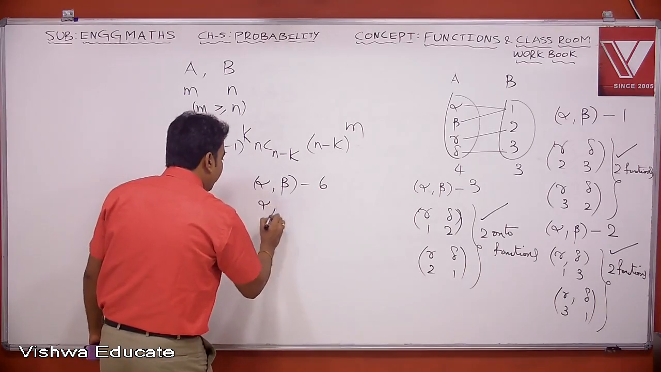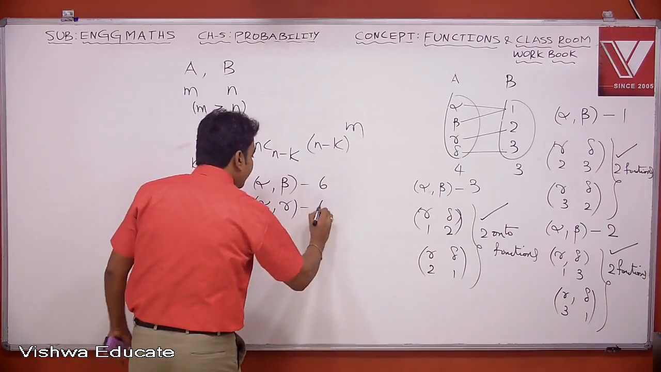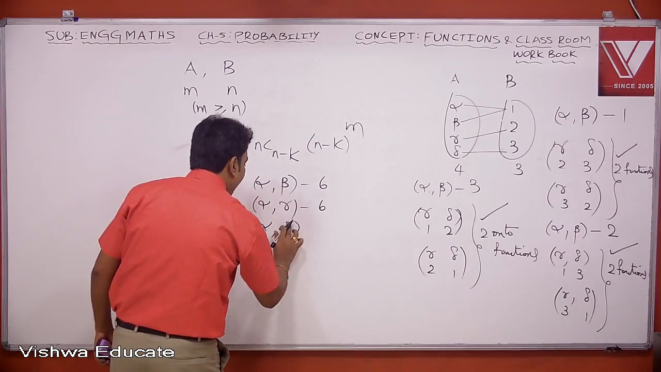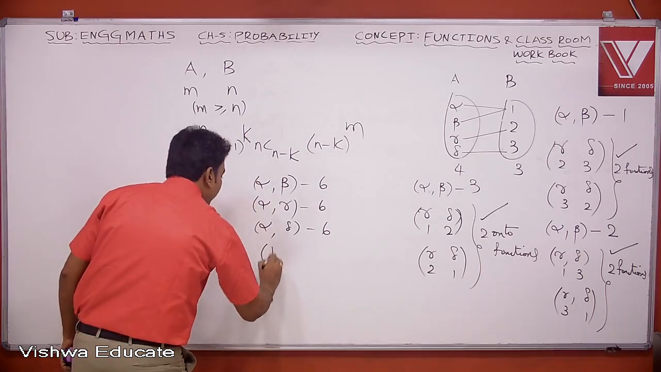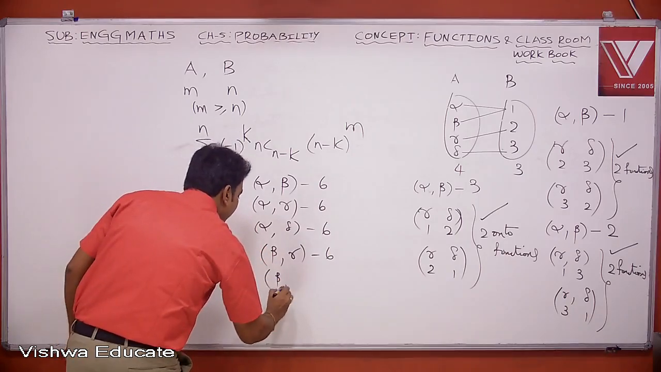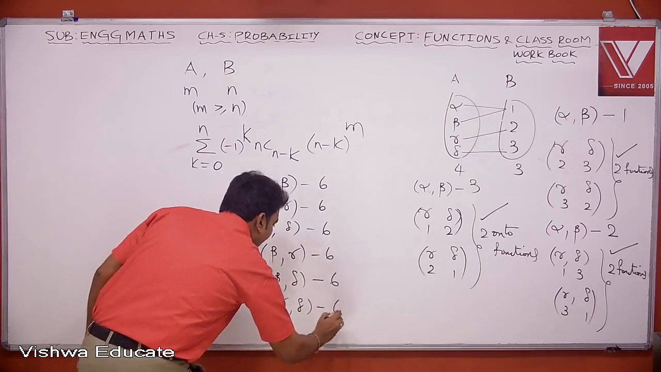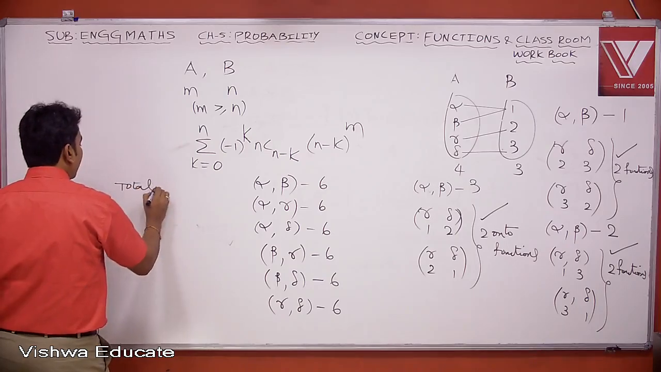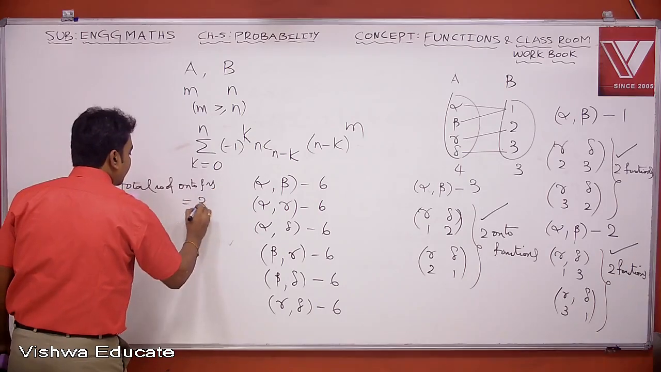Next time, I will repeat the same process for alpha gamma. Again I will get 6. Next time I will do this for alpha delta. Again this will be 6. Next I will repeat the same process for beta gamma, 6. Beta delta, 6. Next gamma delta. Again I will get 6. Therefore the total number of onto functions is 36.